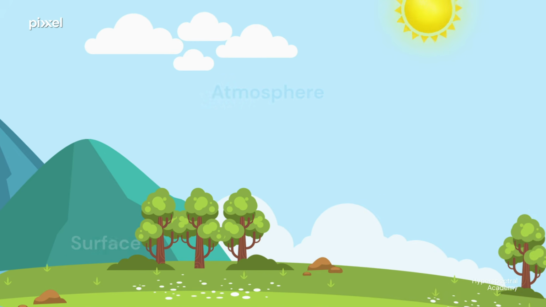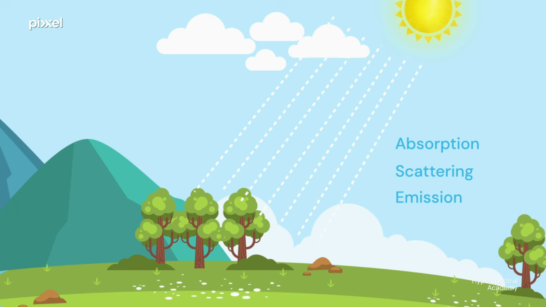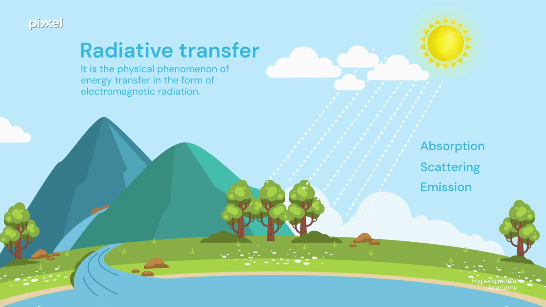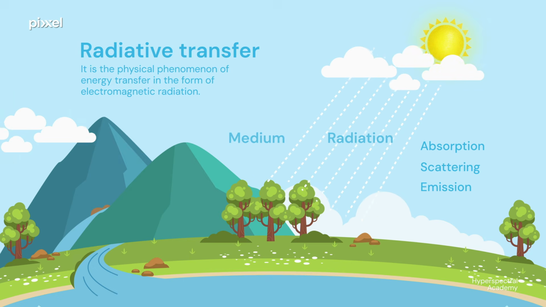Solar radiation interacts with the Earth's atmosphere by absorption, scattering, and emission. These processes are governed by the principles of radiative transfer, which is the physical phenomena of the propagation of radiation through a medium. These processes are wavelength dependent, such that as sunlight passes through the atmosphere, specific wavelengths are absorbed and scattered differently by the atmosphere.